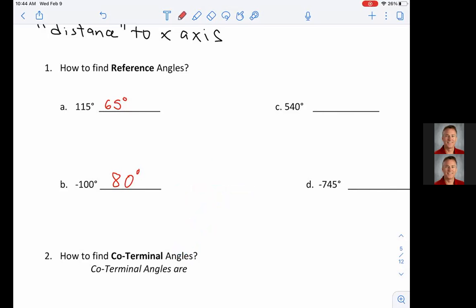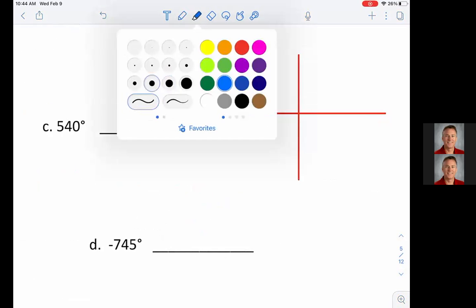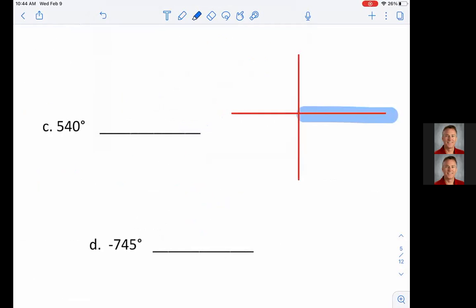All right, any questions on those two? All right, well, the next one, we have 540 degrees. Well, that's a little odd because, you know, a circle is 360, right? And so 540 degrees, well, if I started with, you know, here's 90 degrees, there's 180, there's 270, there's 360. 360 plus another 90 would be 450. So where is 540 going to end up? Which quadrant?